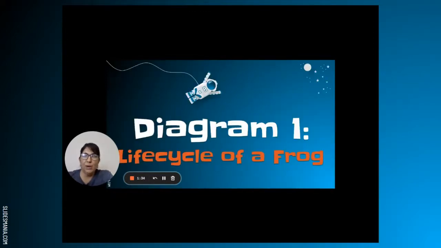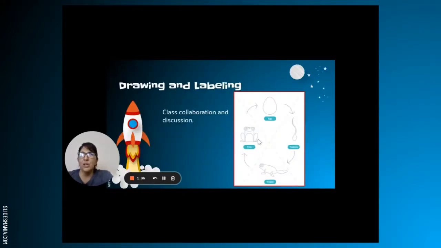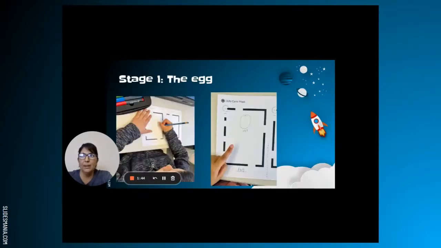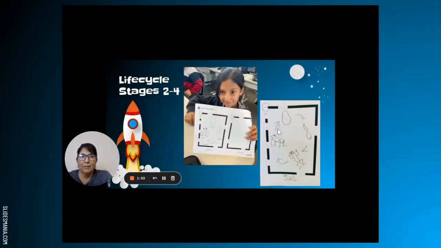Diagram 1, the life cycle of a frog. I chose to start off with a class collaboration to make sure that everyone understood the process of drawing and labeling a diagram. To begin, on stage 1, they drew and labeled an egg. Then they drew and labeled pictures to identify stages 2 through 4.